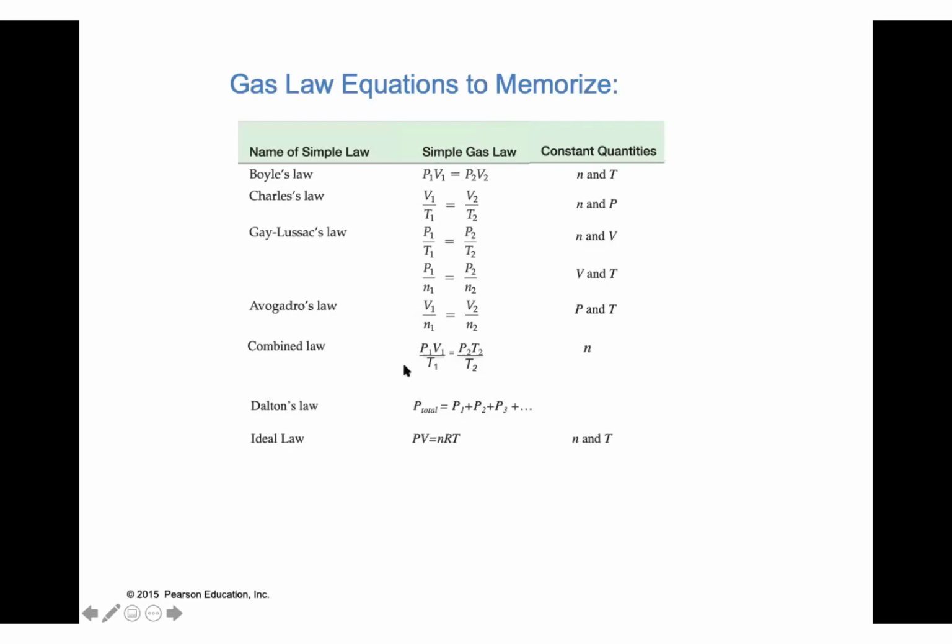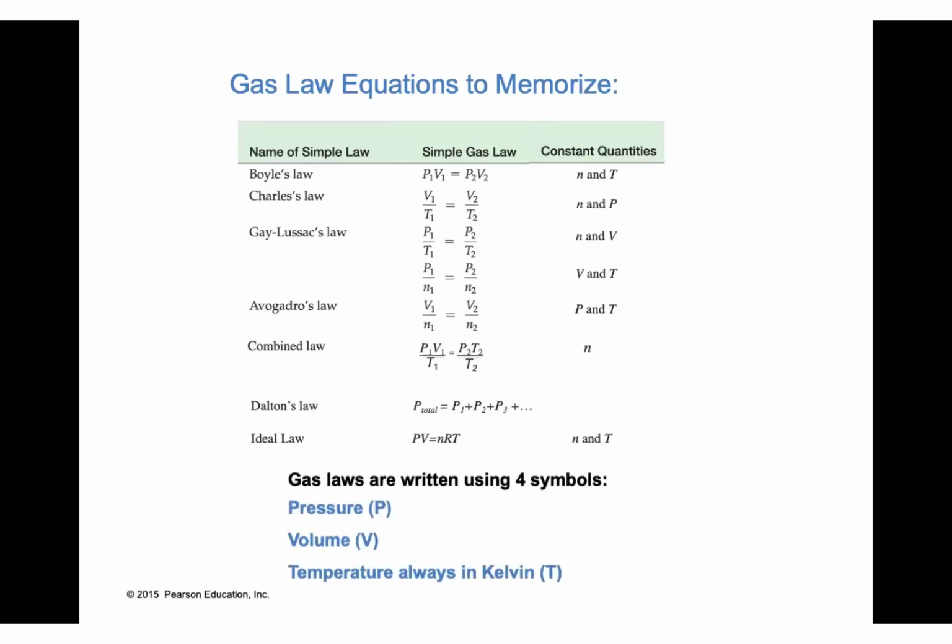If you pay attention, you see that in them we have P, we have V, we have a T, and we have N. What do those stand for? We use four symbols for the gas laws: pressure or P, volume or V, temperature, which should always be in Kelvin, and number of moles, which is small n.